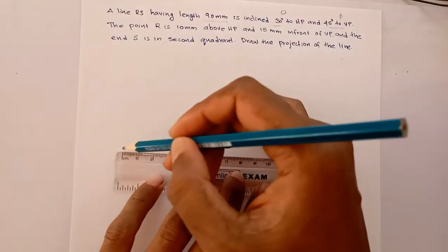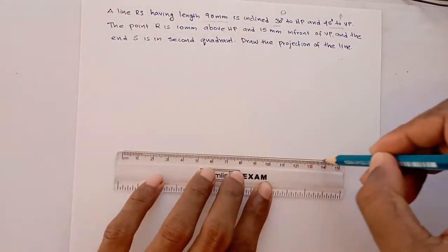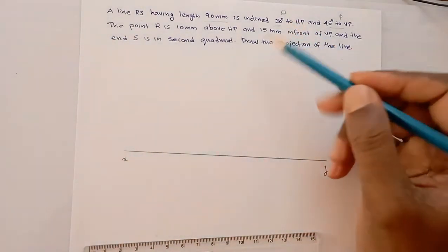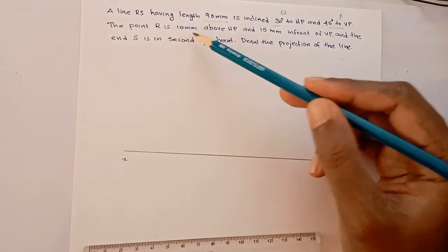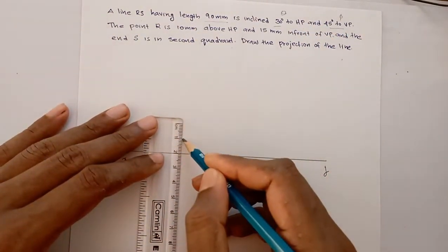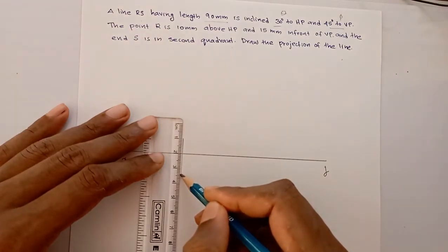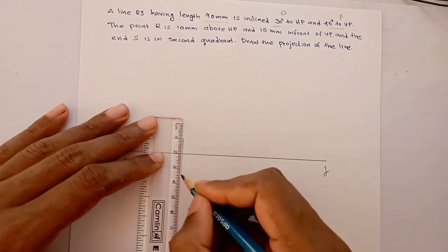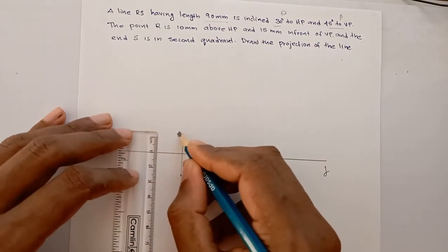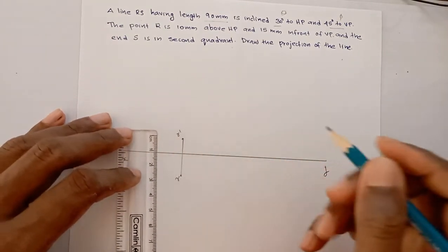Okay, let's start to draw the solution. First XY line. This is our XY line. First we need to mark the point R. R is 10 mm above HP and 15 mm in front of VP. Okay, this is R dash and this is R.